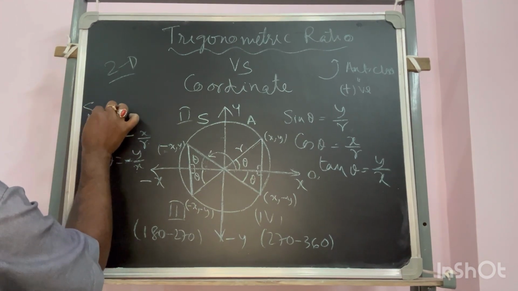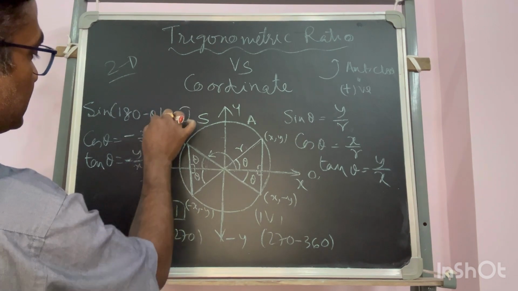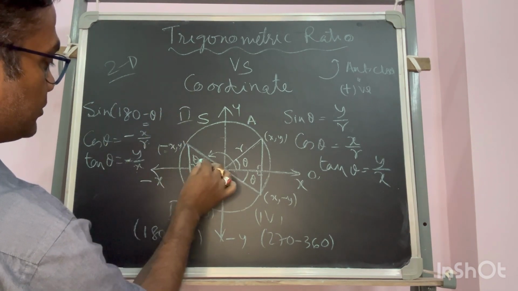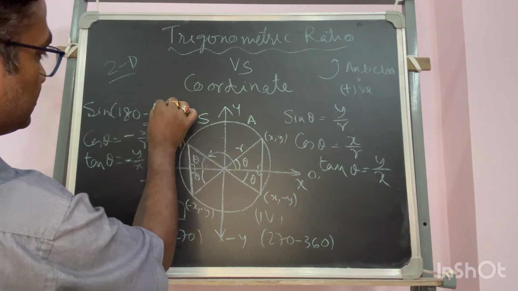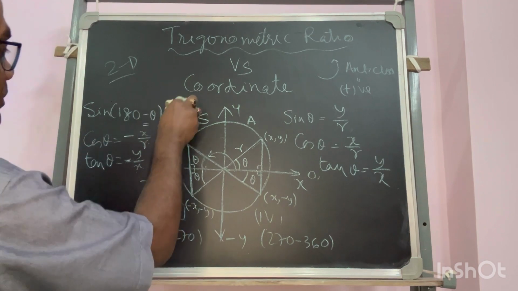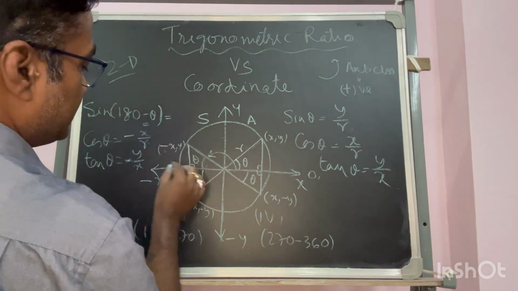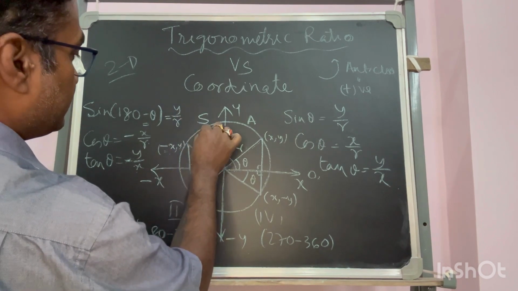So sine of the actual angle, 180 minus theta, will give you the same ratio, because this depends on the angle to calculate the ratio, but the actual measurement will be 180 minus theta. So this will give you the same ratio: sine is equal to y by r. Okay, this is the second coordinate.